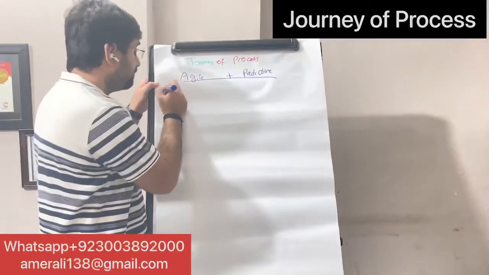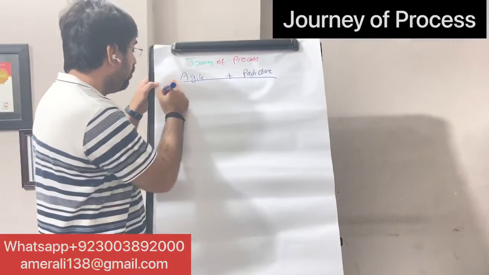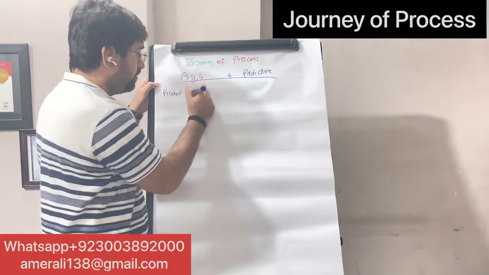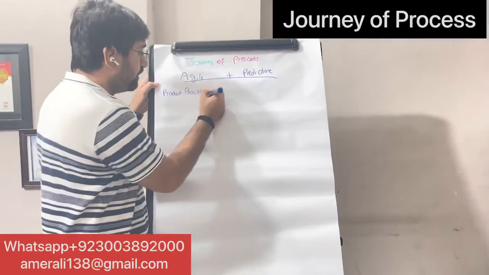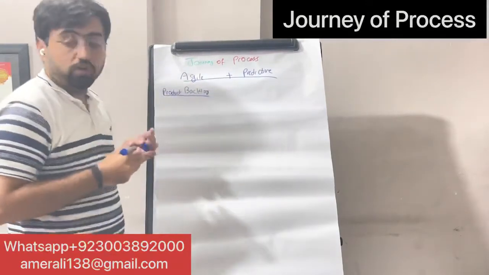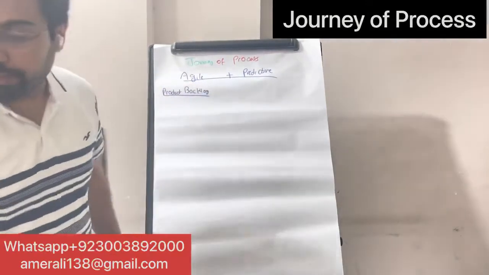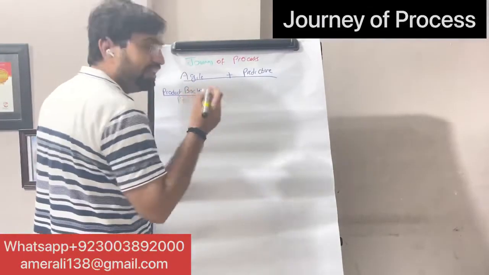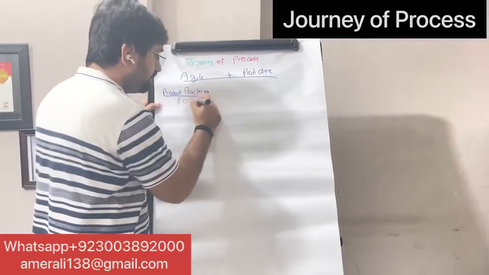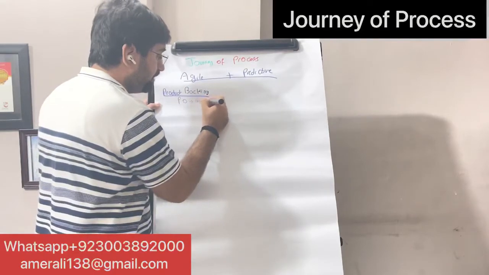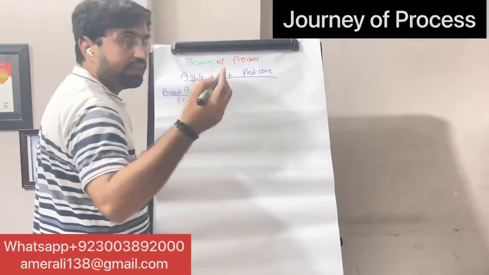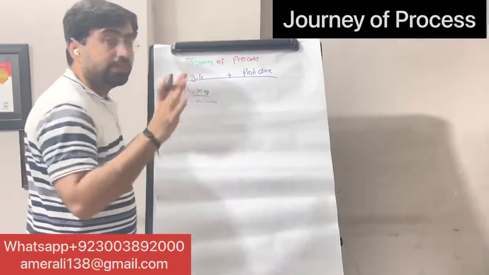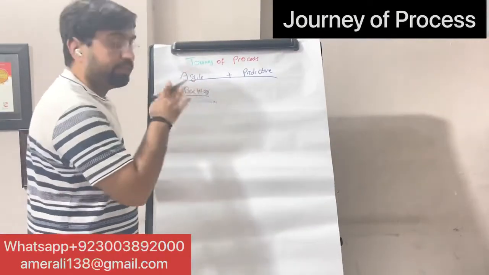So in agile, the most important thing is all the requirements are collected in the product backlog. The product backlog is a document in which all the requirements are collected. The product owner is a person who collects all the requirements in the form of user stories. That is the syntax of: as a user I want to do this so that I can do that. So in the form of user stories, all the requirements are collected in the product backlog.